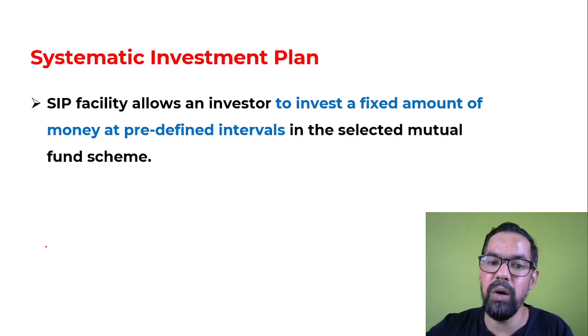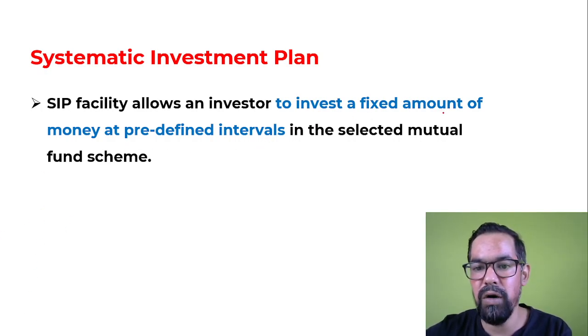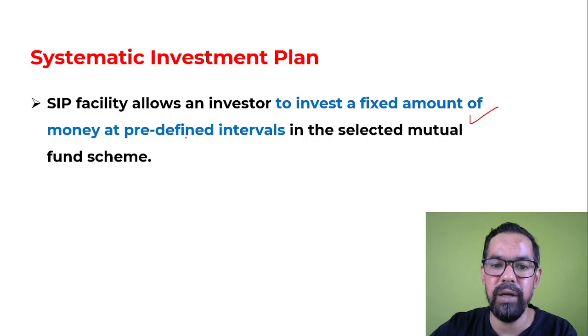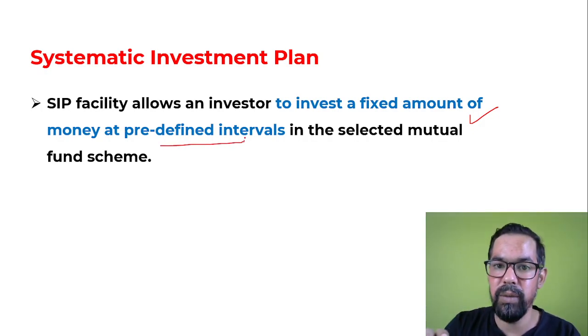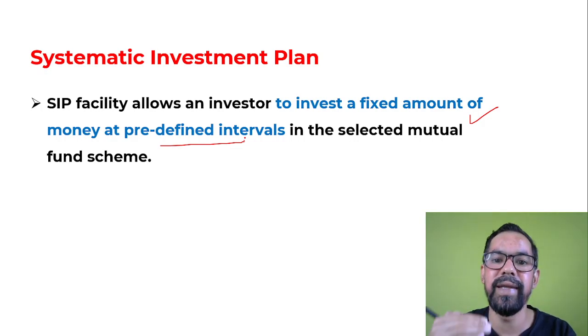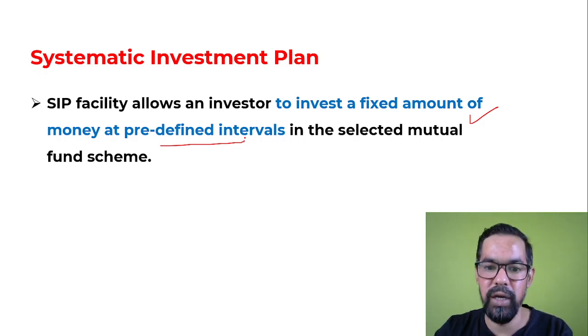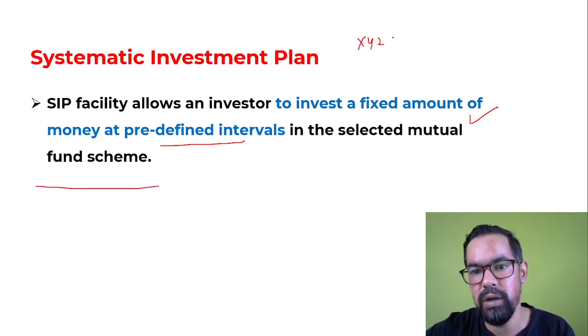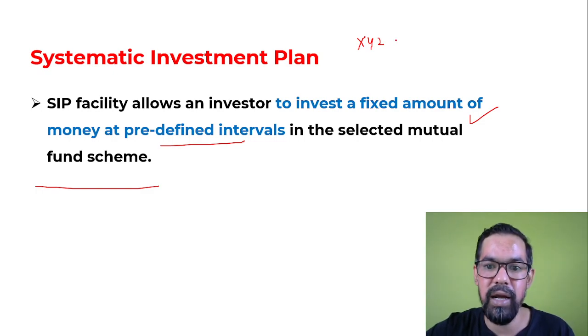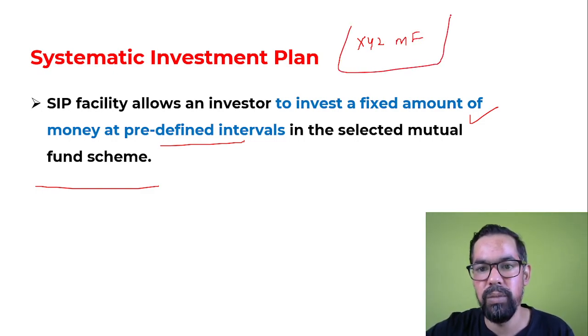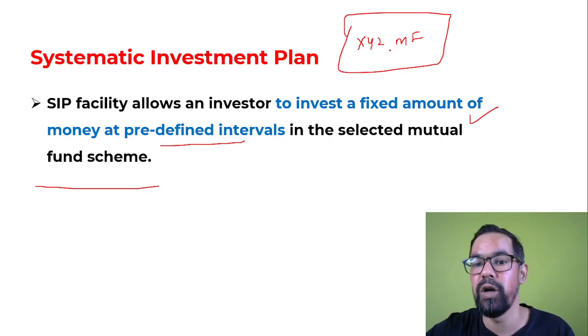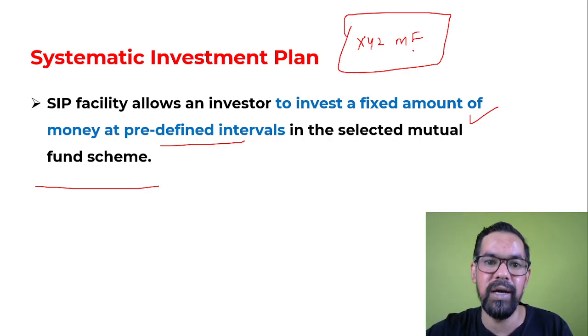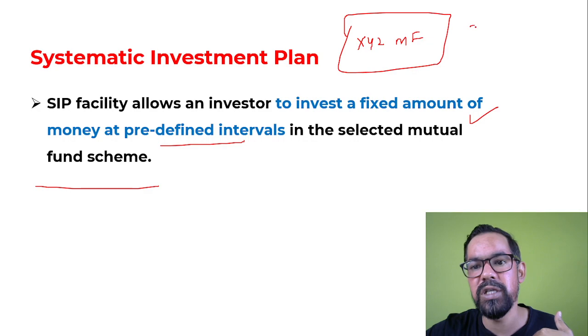So SIP allows an investor to invest a fixed amount of money at a predefined interval. It can be monthly, quarterly, half yearly, or yearly, in a selected mutual fund. Let's say you did some analysis in the market and you find this XYZ mutual fund, you see the growth or some potential in this particular mutual fund. You do not have 5 crore rupees or 5 lakh rupees in your pocket, so you cannot make a lump sum investment. So you start investing 2,000 rupees per month in this particular mutual fund for a certain time duration.